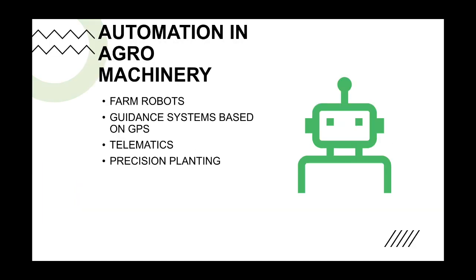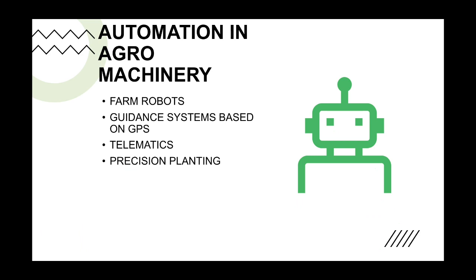Next topic is automation and agromachinery. It is of various categories. So first is farm robots. They are used in many industries to automate different tasks in farming. Robots are useful for a handful of reasons, but one big use is the automation of weed management.